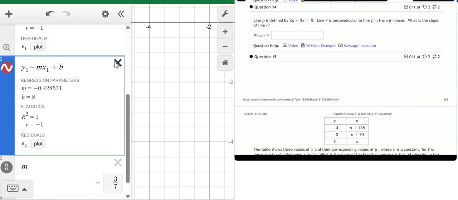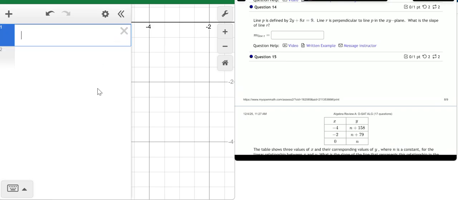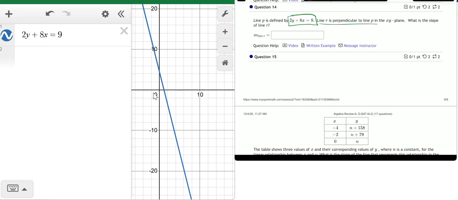All right, the next question here. What's the slope of this line if you know you're finding perpendicular to the given line? So what you could do is graph this and find the slope, we could do it that way. So if we type this in, 2y plus 8x equals 9. And we look at our graph.